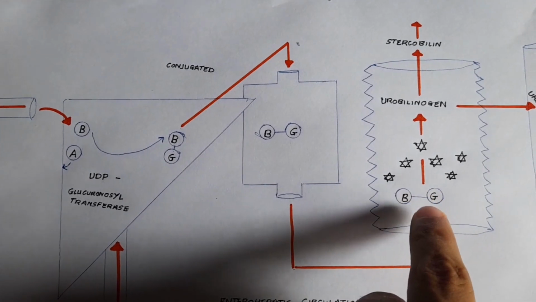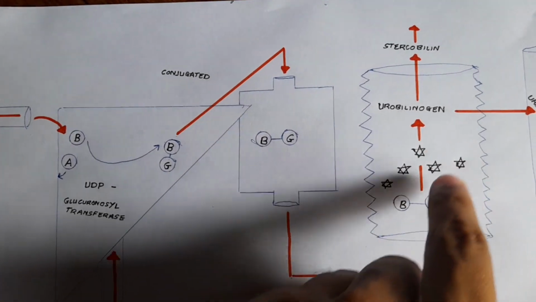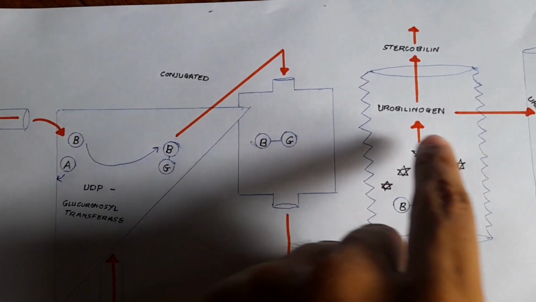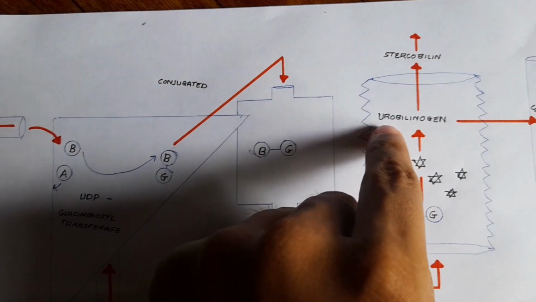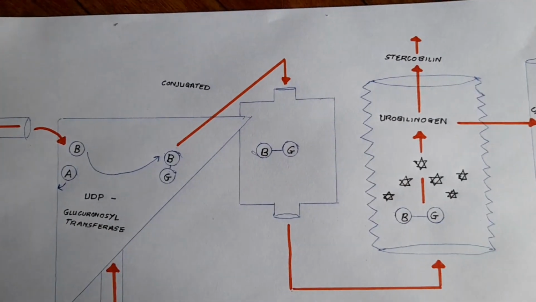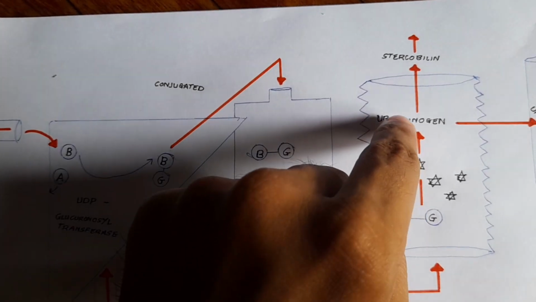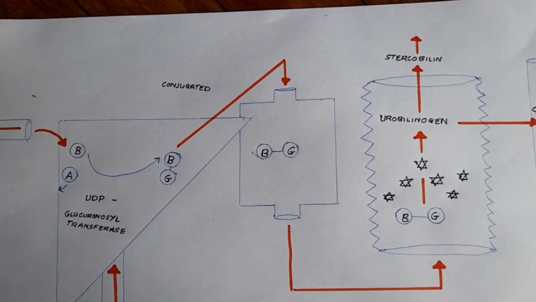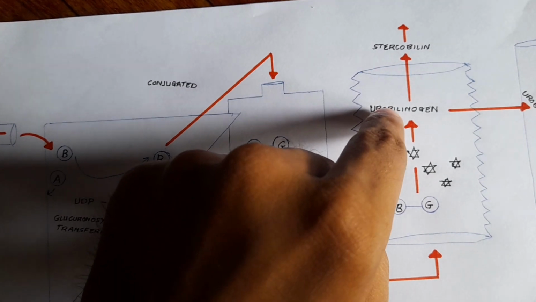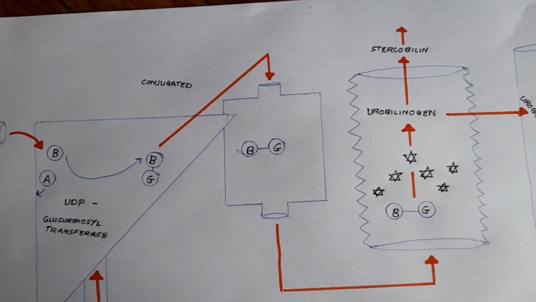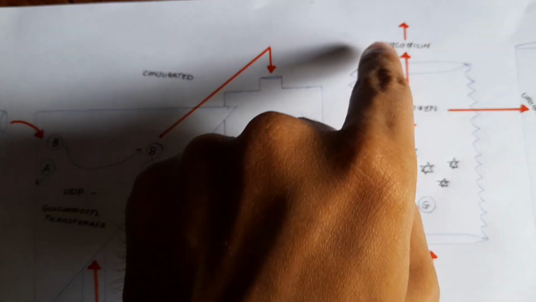Now in the intestine, this conjugated bilirubin meets bacteria and other types of enzymes. So then this conjugated bilirubin gets converted to urobilinogen. Because of the bacteria in the intestine, this conjugated bilirubin, which is a combination of glucuronic acid and bilirubin, gets converted to urobilinogen. And later, this urobilinogen gets converted to stercobilin.